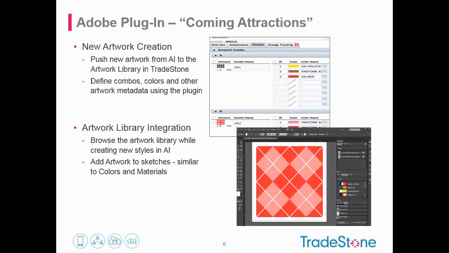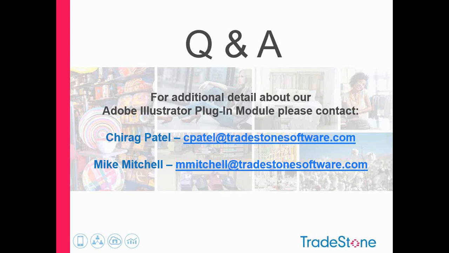I'm excited to announce that in our next version of the Adobe plugin, users will not only be able to search colors and materials and components, but artwork as well. This new feature is also going to allow our users to create new artwork directly from within Adobe Illustrator, similar to how they create styles today, and push that new artwork into the library along with important details such as the colors used, artwork combos or variations, and other metadata.